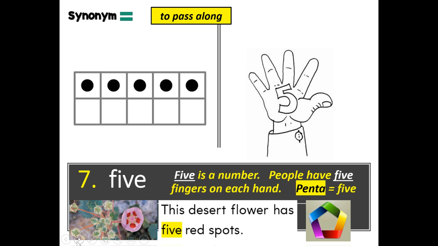This desert flower has 5 red spots. How do I use it? 5 children went to pick apples. Would you like to have only 5 students in your class? Why or why not? So make sure you wrote the word 5 for number 7.